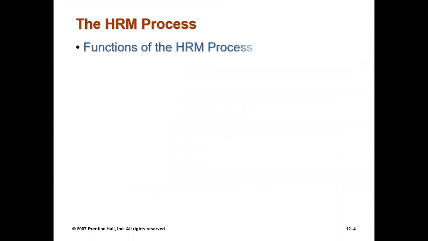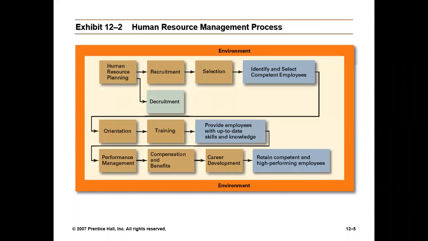Let us discuss very briefly what the human resource management process is. The human resource management process contains certain activities which are interconnected with each other. As we discussed earlier, it also starts from recruitment and selection. But this process can be defined into three major categories. Firstly, to identify and select competent employees; then to provide employees with up-to-date skills and knowledge; then to retain competent and high-performance employees. Because you firstly have to select the right person for the right job, then you have to make him update.